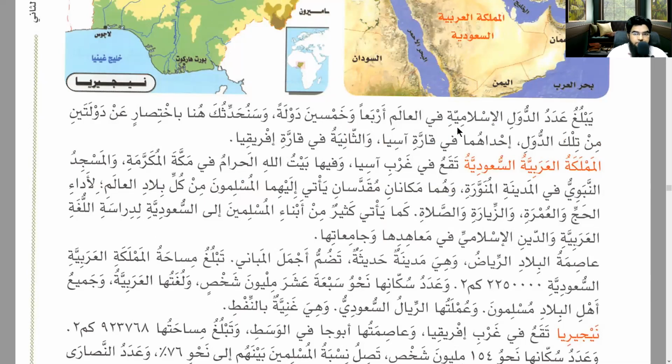يبلغ عدد الدول الإسلامية في العالم 54 دولة. يبلغ, بلغ يبلغ is to reach. عدد الدول, the number of dual, دولة is a singular, right? Dual is the plural. The number of countries. Which countries? Islam. Adjective again. So the number of Islamic countries reach, يبلغ, reach, في العالم, in the world, 54. See, أربعة is 4 and خمسين is 50. 54 دولة.